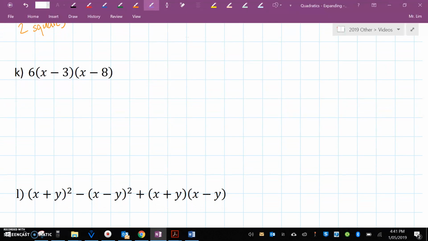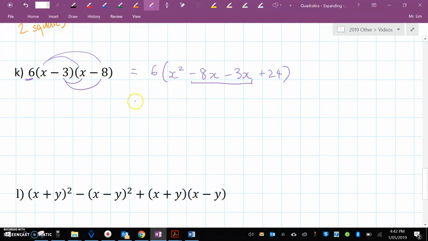Question K. I'm going to expand the brackets first using the FOIL method, and then I'll times everything by 6. So we got 6 lots of x times x is x squared. X times minus 8 is minus 8x. Minus 3 times x is minus 3x. Minus 3 times minus 8 is positive 24. Collect like terms. 6 outside of x squared minus 11x plus 24.